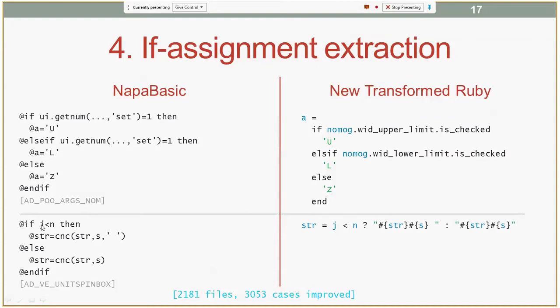And this can even combine to produce a ternary expression. So for example, in ADVE unit spin box, we had this comparison with the if, else, end if, where we had only assignment, and this now simplifies directly to a single line ternary expression, and also the string expressions here look nice.